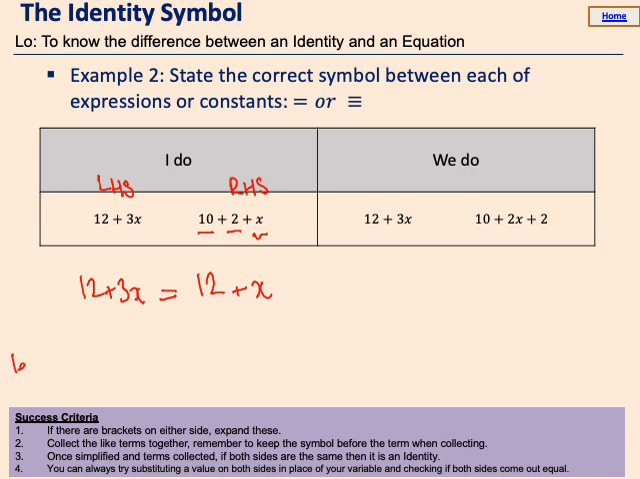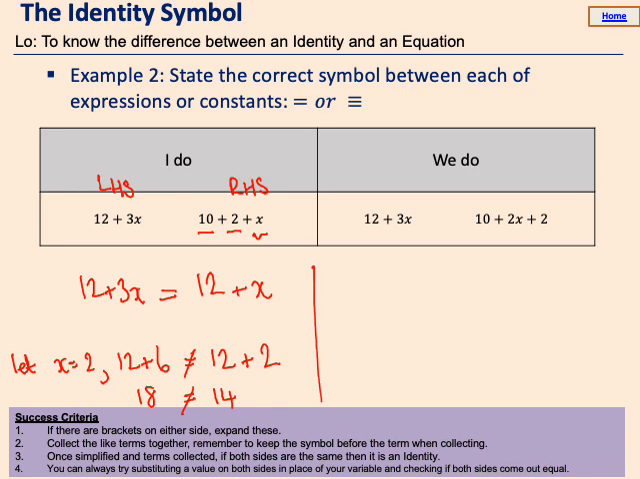Let's have a look. Let's try a number in here just to see what it will do. So let's try x is equal to 2. On the left-hand side, we have 12 plus 3 times 2, which is 6. And then on the right-hand side, we have 12 plus our x, which we've chosen is 2. So on the left-hand side, we've got 18, and on the right-hand side, we've got 14. So that is not equal. So you see, this equation here is not correct for every value of x, because it's not correct for x is equal to 2.